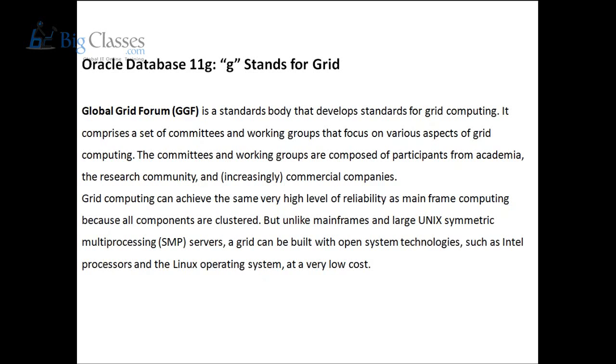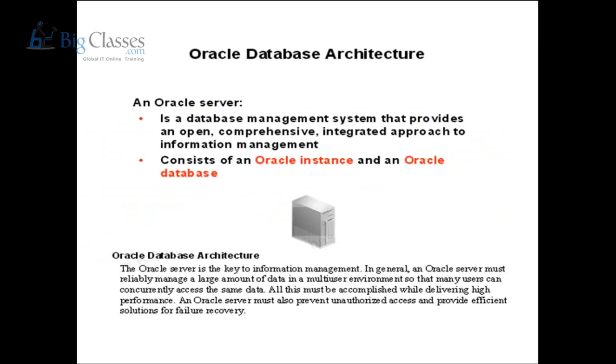Like mainframes and Unix symmetric multiprocessing servers, that are your huge mainframe servers. Grid can be built with open system technology such as Linux OS and Intel processors at a very low cost. So mainframes are very expensive, whereas grid can be built with open source technology, that is freeware, right? Software that is available for free. That way your grid cost will drastically reduce compared to a mainframe. So that is one of the key reasons why grid is very widely accepted. Okay, right. So that is about the grid architecture.